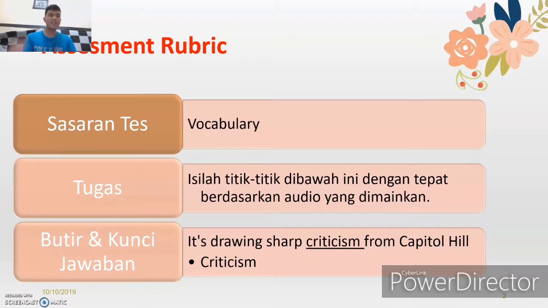I need an assessment rubric so that I can assess which part I really want to see. The target of the test is vocabulary. That's one thing that I need to see from the students, the way I assess their work. And there is tugas and ujian jawaban.